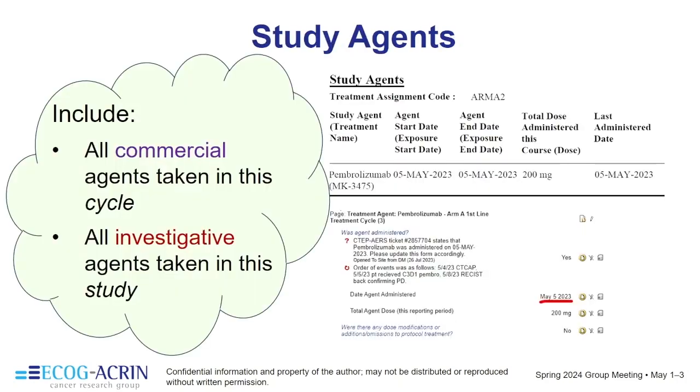and that is the cycle number that we want to see on your ticket. Finally, the study agents. All I want to tell you is that if the patient is on treatment, you're listing all the commercial agents in this cycle and all the investigational agents for the whole study. And the reason we're so concerned about that is that that determines what shows up in the attribution section of the ticket.